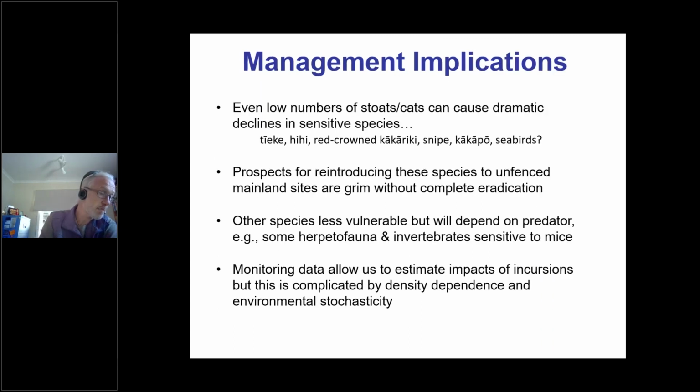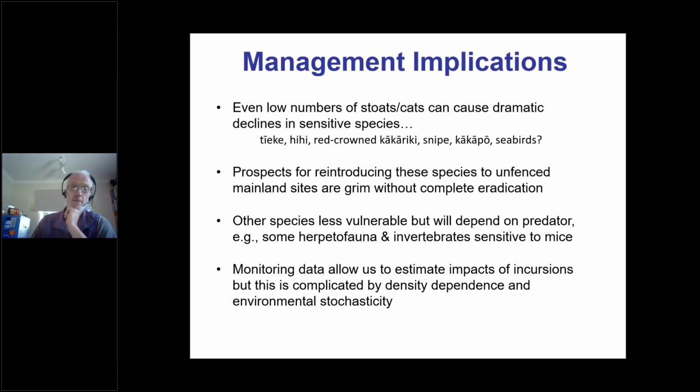So just summing up in terms of management implications, I guess the main point Kevin wanted to emphasize is that even very low numbers of stoats and cats can cause dramatic declines in species that are quite sensitive. And as well as Tiaki, he's listed some candidate species: hihi, red-crowned kakariki, snipe, kakapo, and possibly some seabirds. And he wanted to make the point that the prospects for reintroducing these species to unfenced mainland sites are probably grim without being fairly confident of complete eradication.